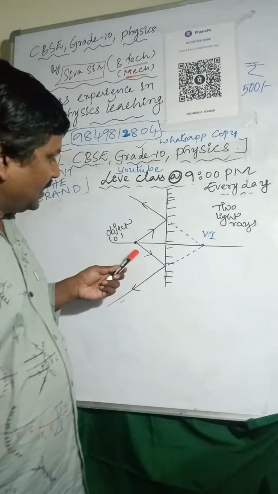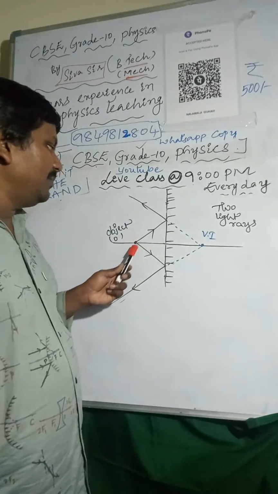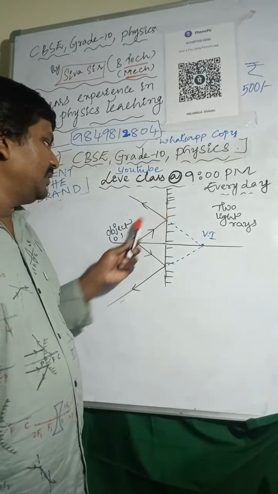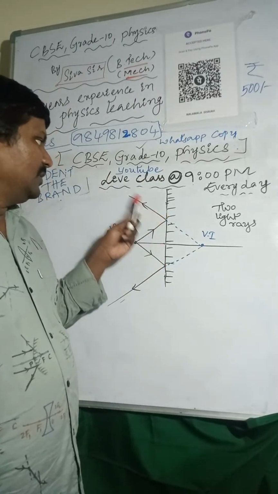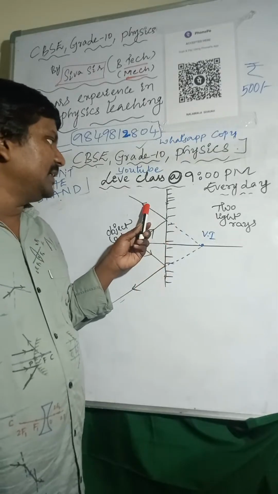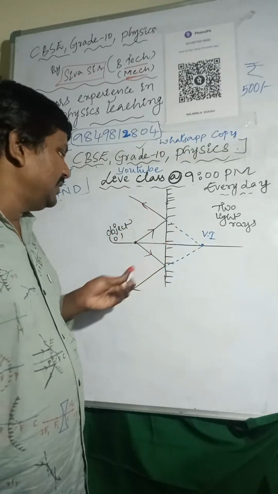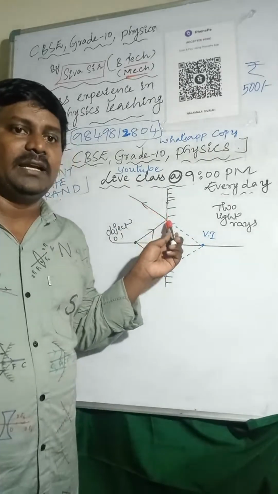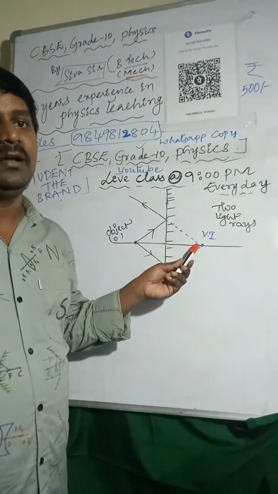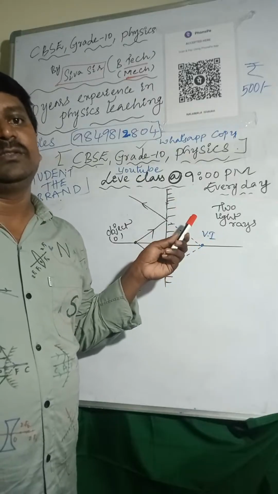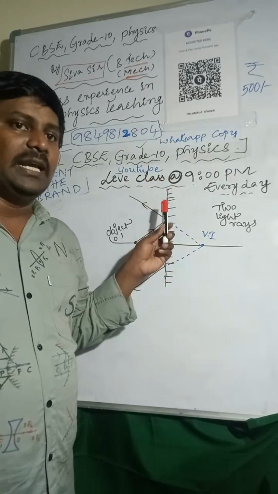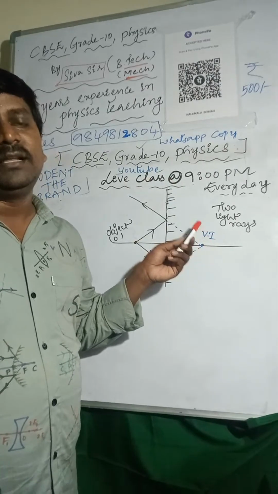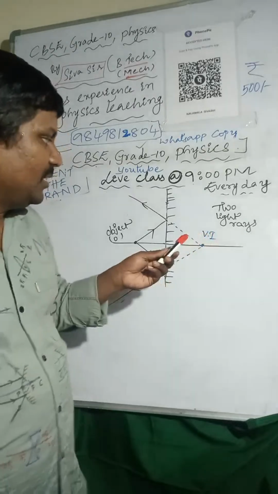Light rays are coming from this object. So one light ray I am taking like this. Another light ray I am taking like this. So these are the reflected light rays. If you are extending those light rays, they are meeting at one point. So their image will form. That is a virtual image. Okay. So here the virtual image is forming.